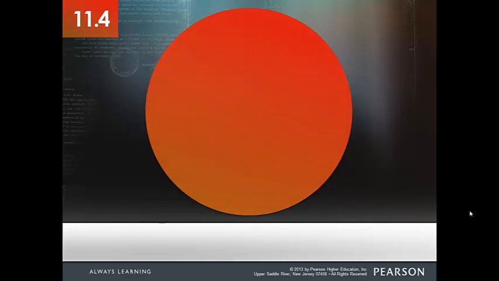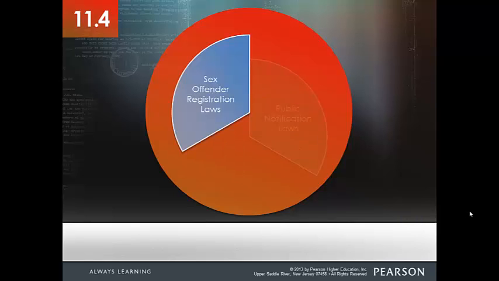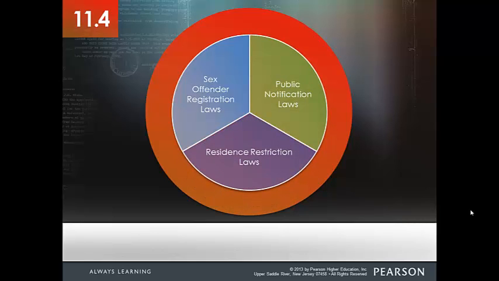Regarding collateral consequences, let's look at those discussed on pages 192 through 194 that would follow a sex offense conviction: sex offender registration laws, public notification laws, and residence restriction laws. So here's a couple of questions for you to ponder. Should all sex offenders be treated the same, with restrictions after they have served their prison or probation terms? How does this affect treatment and reintegration into society? How do Romeo and Juliet laws factor in the picture of sex offenders?